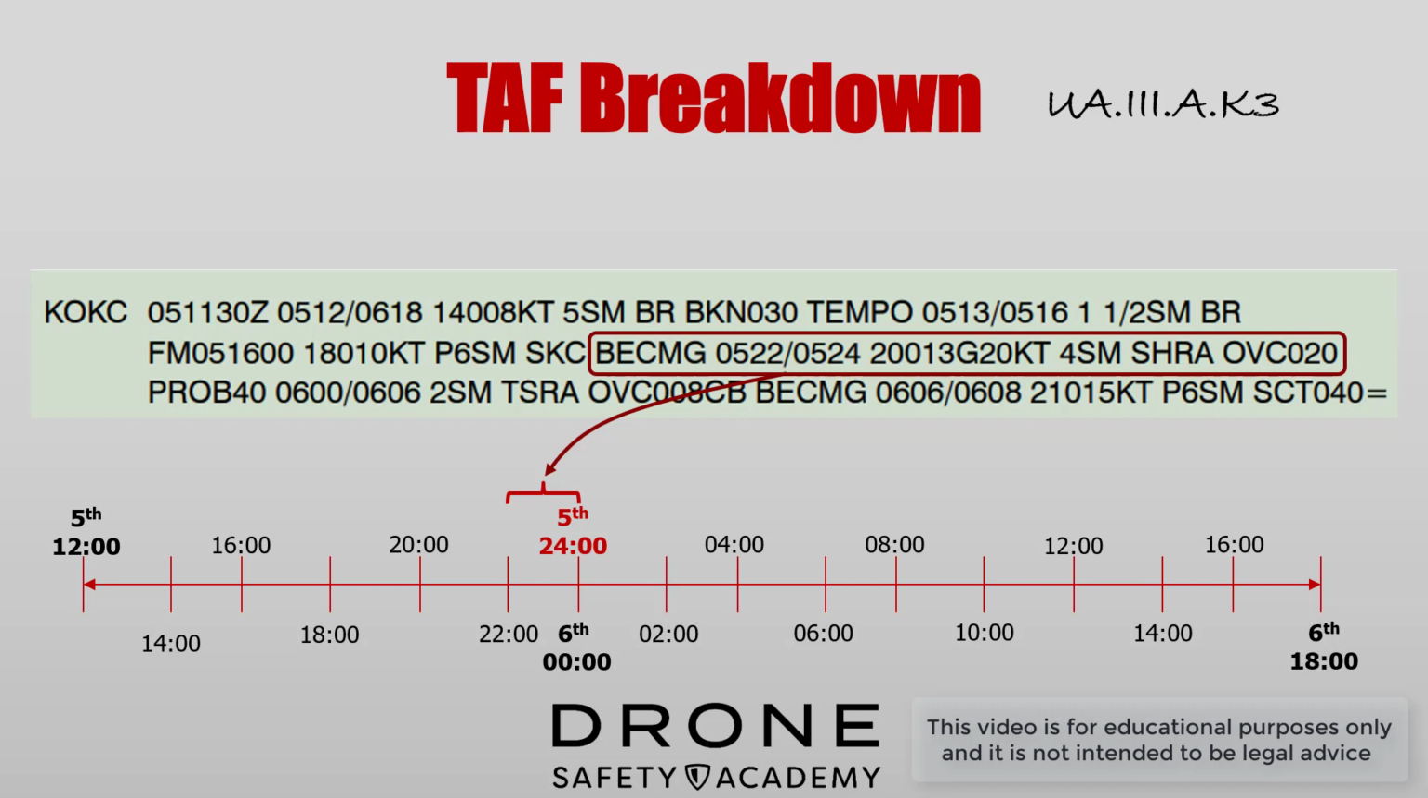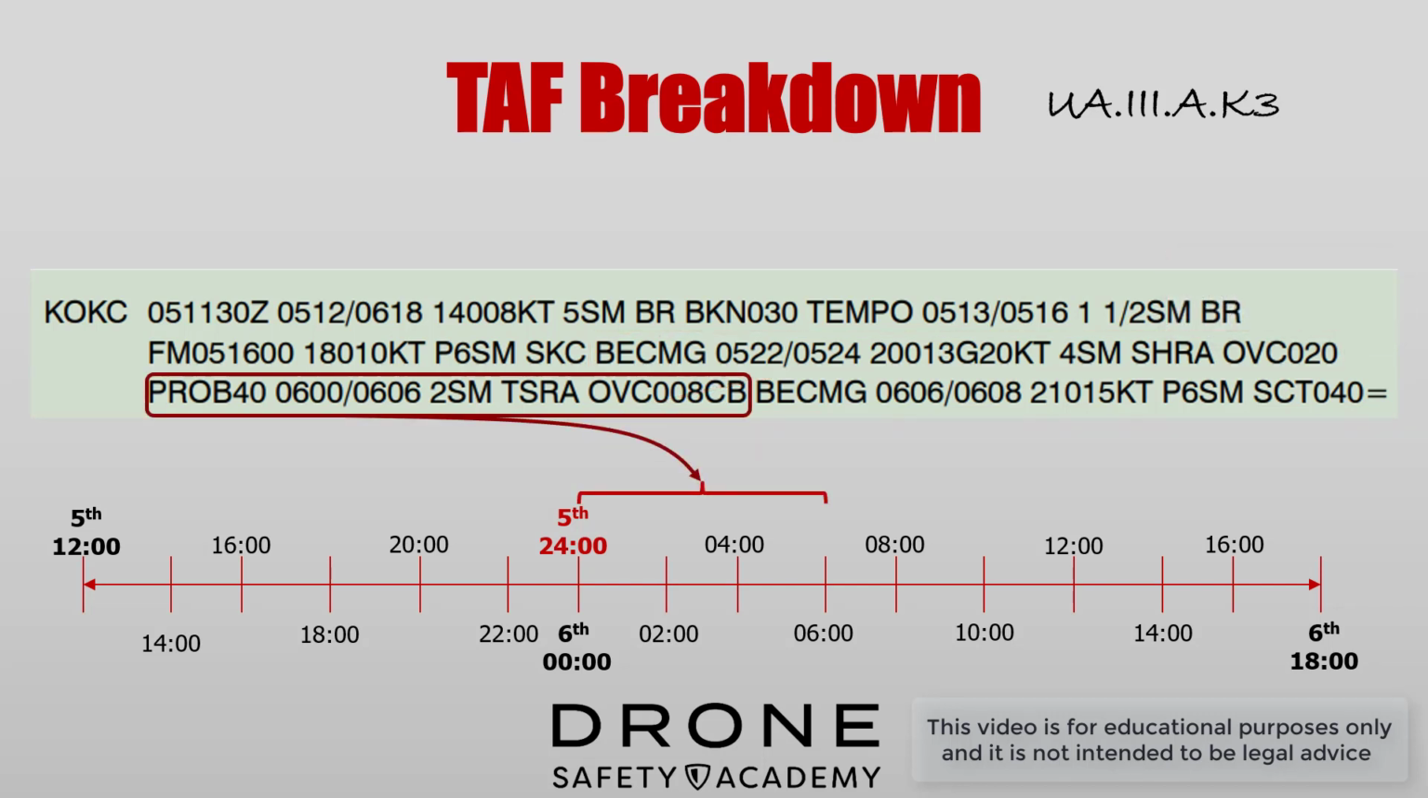Next up is a becoming group, starting on the 5th day of the month, 2200 hours, extending to 2400 hours. Wind is forecasted at 200 degrees at 13 knots with gusts up to 20 knots. Visibility is expected to be 4 statute miles with showers and rain. Sky conditions are forecasted to be overcast at 2,000 feet.